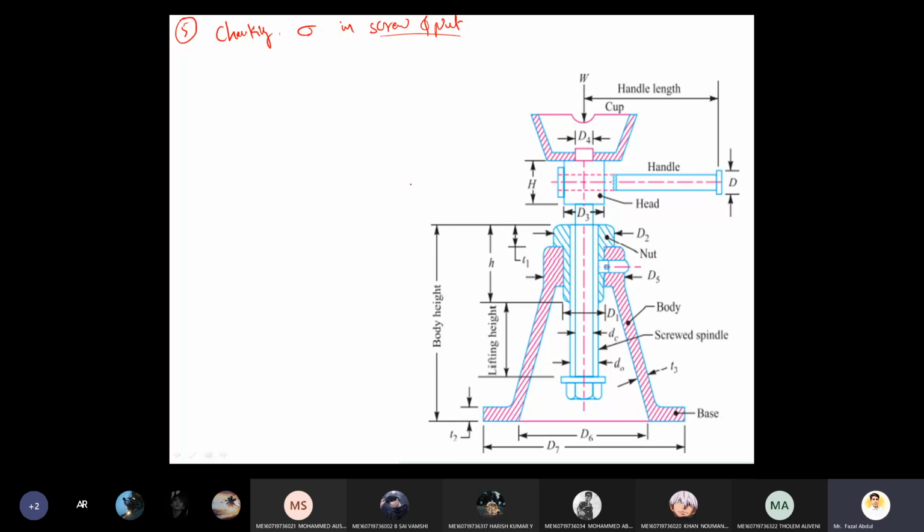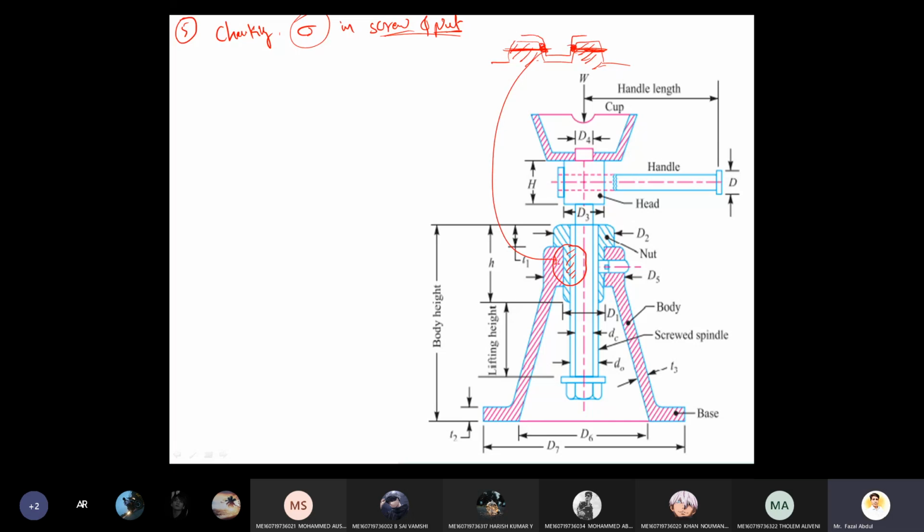Threaded portion means, suppose this is the square thread. Now I'm considering only this threaded portion, screw and nut stresses. So what type of stresses are there? Only shear stress is there, because suppose this is the screwed spindle, and the thread from the nut is going to be like this. These two make contact here and here. So this is the diagram I'm drawing, in this region, don't get confused.